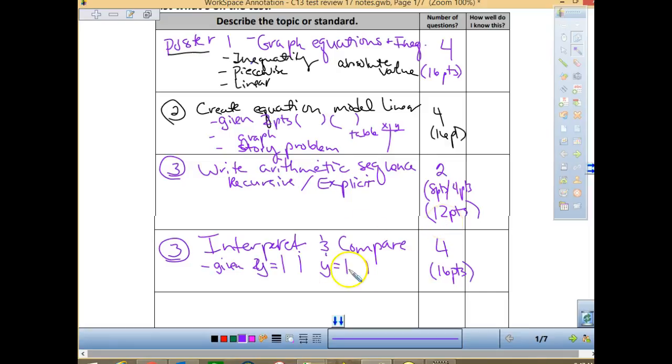I might be looking at a table. Like, I'll give you a table, and like in the review, I'll give you a graph. So a table and a graph, and I'm going to ask you to compare them. I might say, what do you notice about? And you'd say, oh, they have different slopes, or they have same slopes, or they have different and same y-intercepts, something along that line, okay?